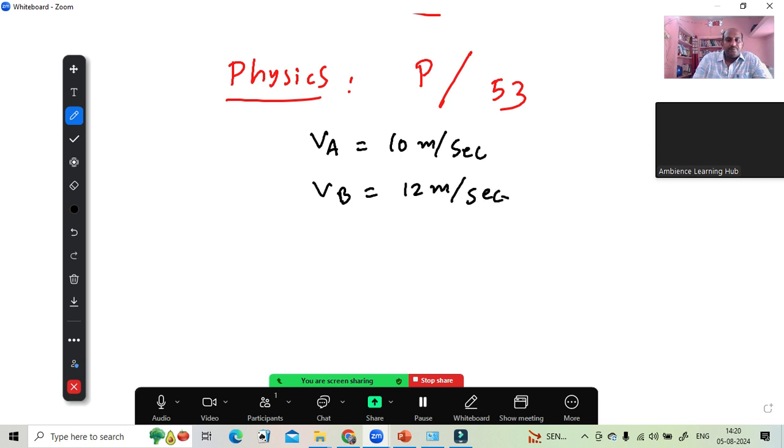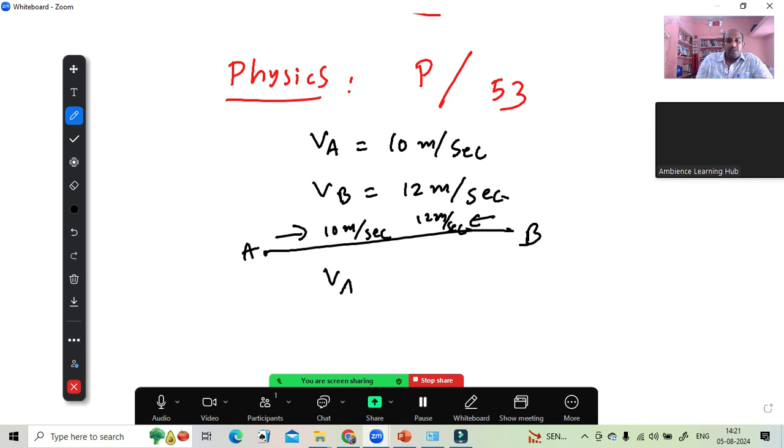Given that both the objects, this is A and this is B, are moving towards each other. A is moving with 10 meter per second and B is moving with 12 meter per second towards each other. In that situation, the velocity of A with respect to B is given by VA plus VB, which is equal to 10 plus 12, which is 22 meter per second.